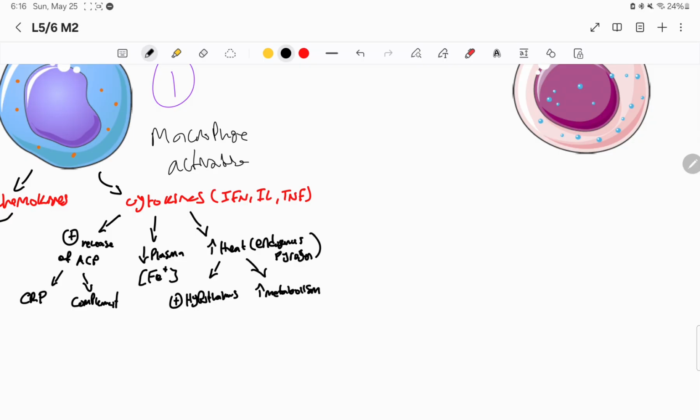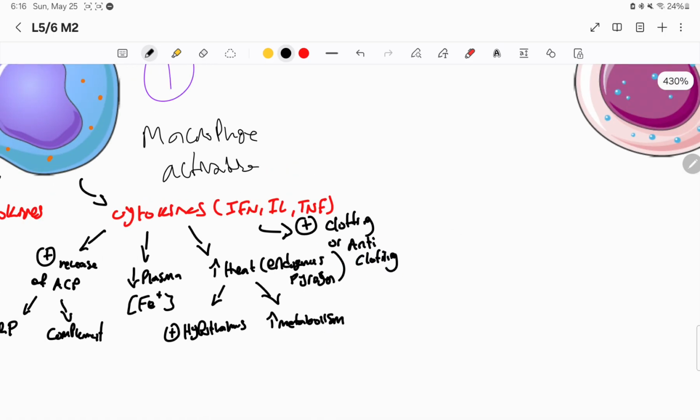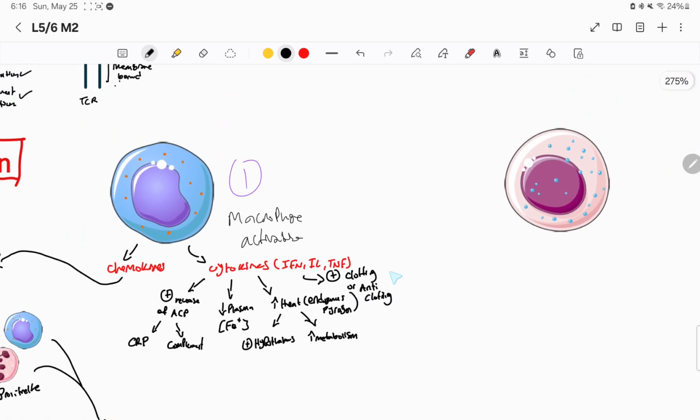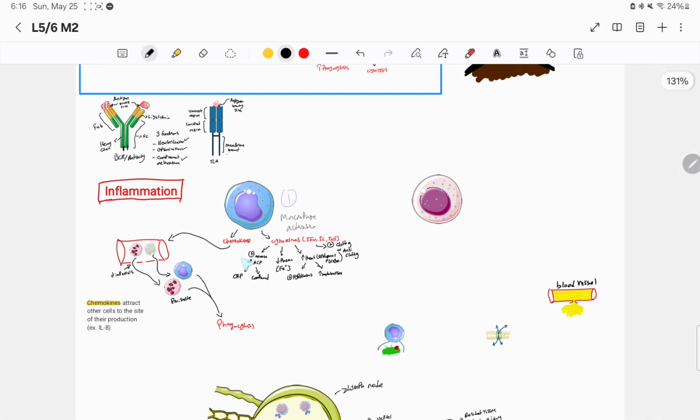And finally, the last function is that they can either stimulate clotting or anti-clotting. Stimulating clotting is kind of good for inflammation because you can wall off the inflamed area and prevent too many things from getting in and out. Okay, so that's what cytokines released from this macrophage can do.